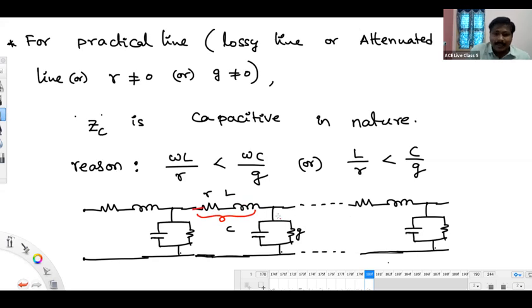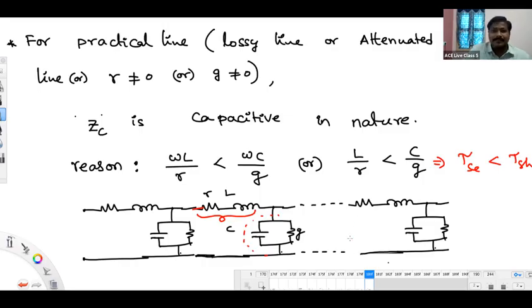What is the time constant of the shunt branch? The shunt branch is the RC circuit. R into C is the time constant. R we can write as 1 by G, so it will come to be C by G. Means you can say here, the series branch time constant will be less compared to the shunt branch time constant.